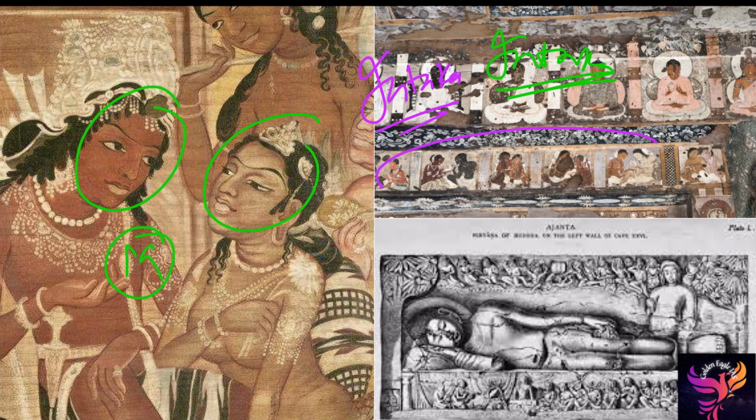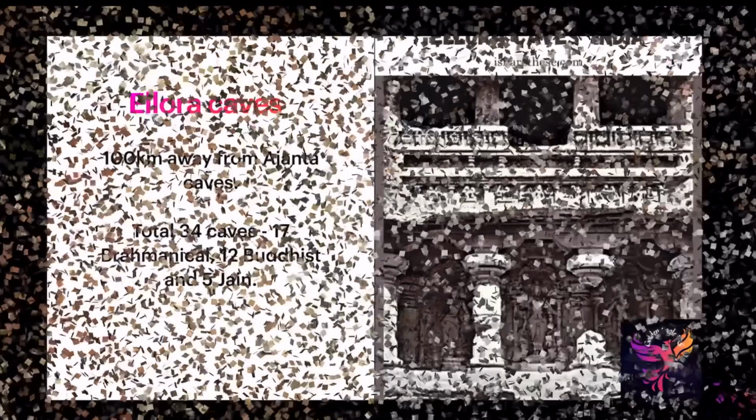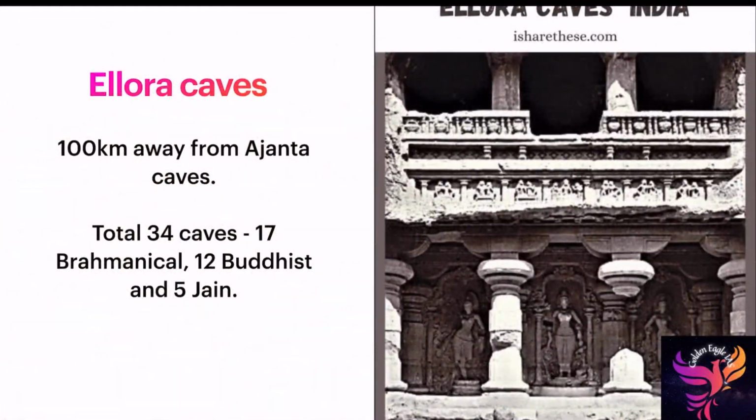The images depicting the Jataka tales are located in Ajanta caves. The famous one was the Mahaparinirvana of Buddha, located in cave number 26. Mahaparinirvana of Buddha, you have to remember this also. Okay, then we move on to Ellora caves. Ellora caves are also in Maharashtra only, just 100 kilometers away from Ajanta caves.